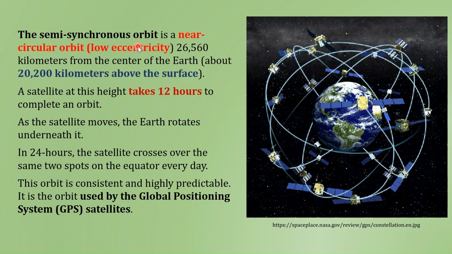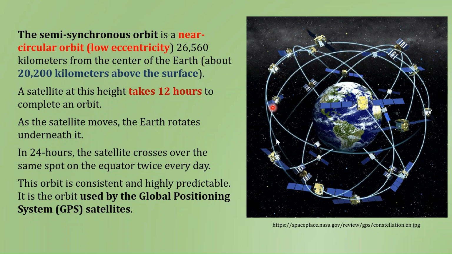The semi-synchronous orbit is a near circular orbit. It is not completely circular, but it has some eccentricity. The value of eccentricity is low, and it revolves around the Earth at a height of 20,200 kilometers above the surface. The satellite at this height takes 12 hours to complete an orbit. And as the satellite moves, the Earth also rotates on its axis. Because of this, in 24 hours, the satellite crosses over the same spot on the equator twice every day.